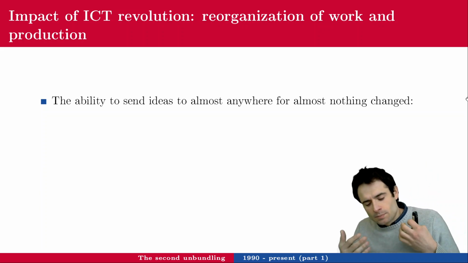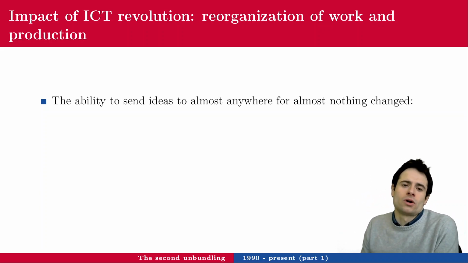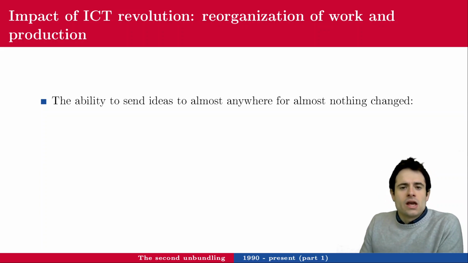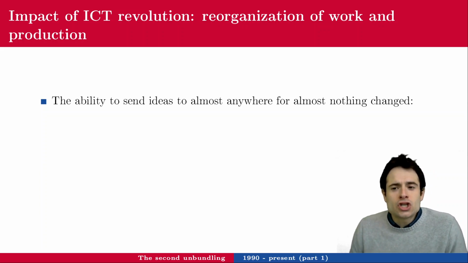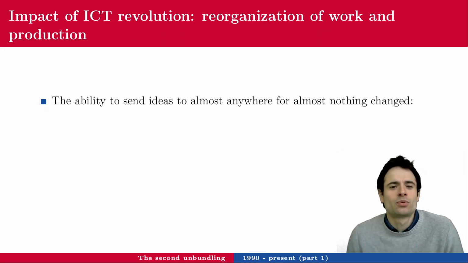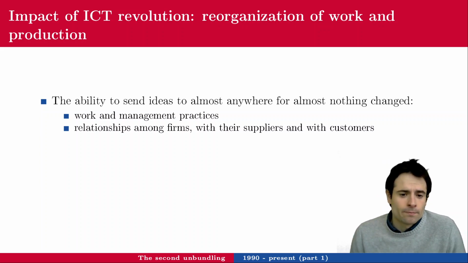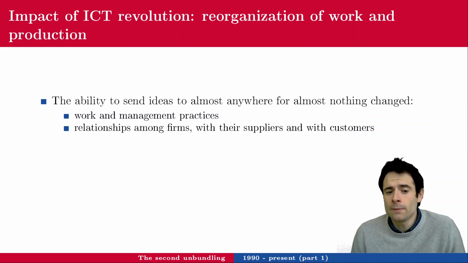So now that people can communicate all over the world at a lower cost, there is going to be a huge change in the way work works, in the way the production process is going to be organized. There's going to be a change in work and management practices, relationships among firms, with their suppliers, with their customers. Okay?